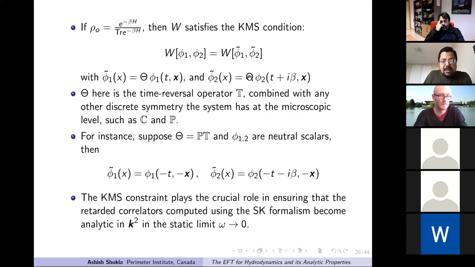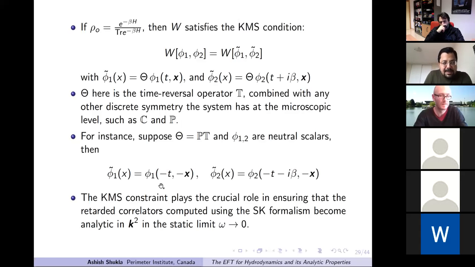And what is this operator theta? These theta are any discrete symmetries the system may have. For example, theta is the time reversal operator T combined with other discrete symmetries of the system, such as charge conjugation or parity, etc. So this is a pretty straightforward property that also follows from the representation of the generating functional, but it plays a very key role when I discuss analyticity of the retarded correlators soon.